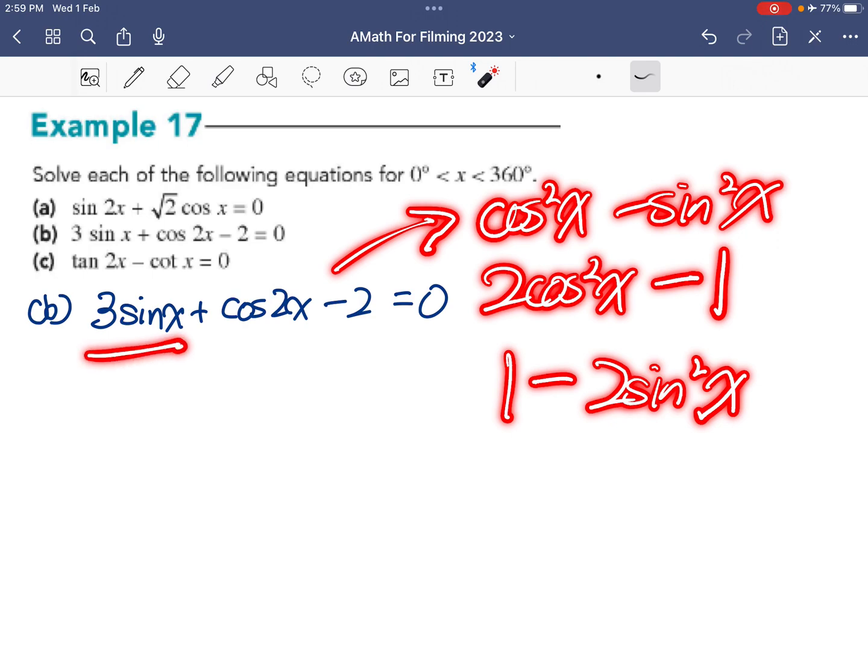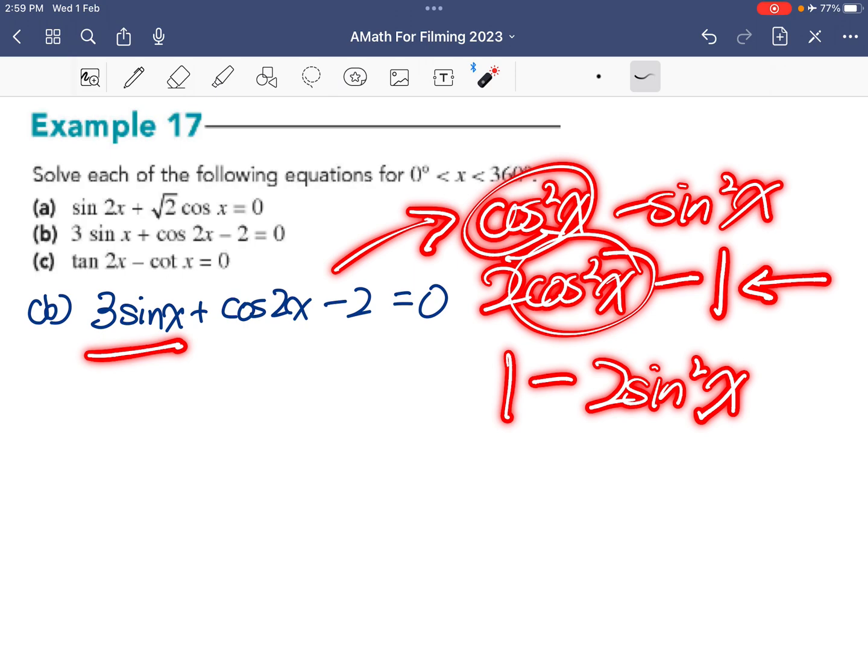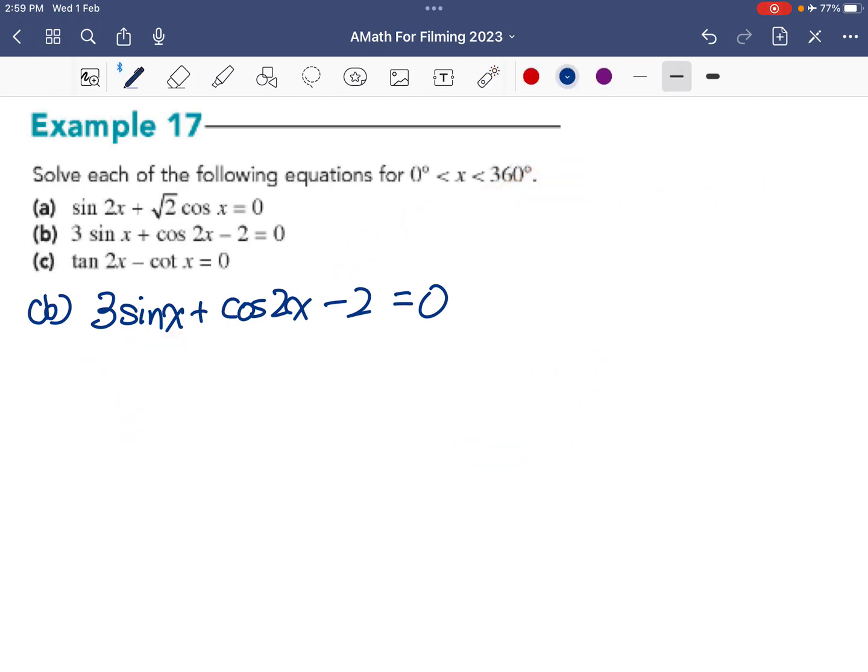We think of it for a while. The first term itself is already 3 sine x, so I do not want the first one because I don't want to generate a cosine square x. For the second one, same logic here. There is already a sine x there, so why should I make cosine 2x appear as cosine square x? So the logical way for me to go about it, because of this term 3 sine x, is to choose my third option, 1 minus 2 sine square x.